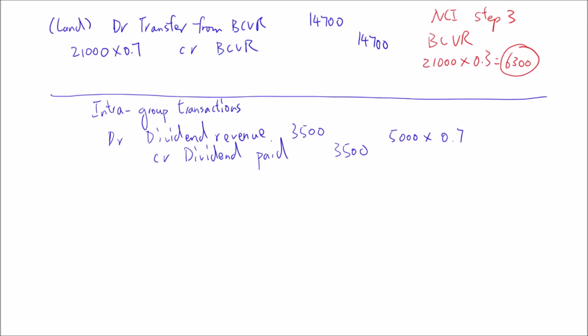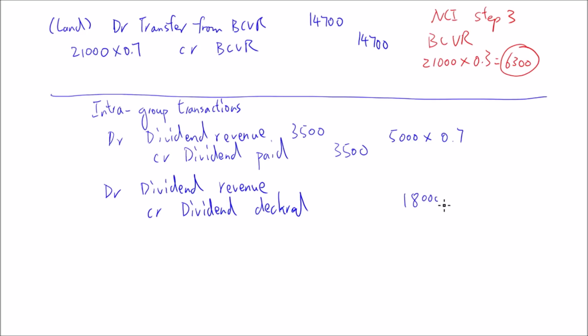After that, we also got dividend declared as well. So again, we are going to debit dividend revenue and credit dividend declared. The amount was $18,000. Once again, we need to multiply by the percentage of ownership, so the amount will be $12,600.